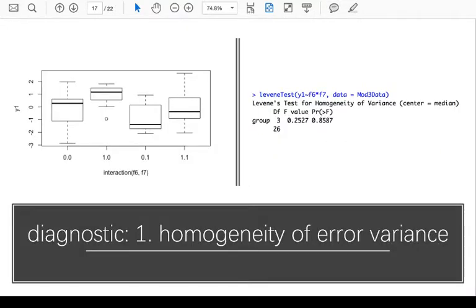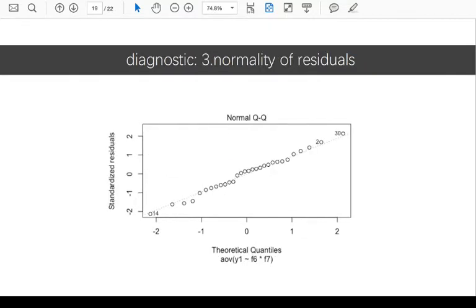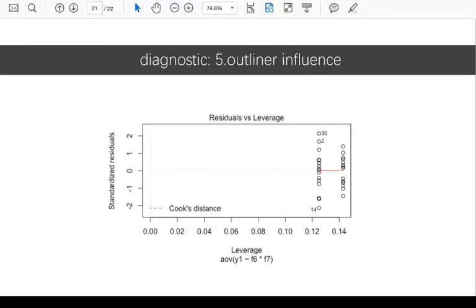And I want to look at the homogeneity of error variance. The box plot seems to tell us the variances are not equivalent. So we run the Levene test, but the hypothesis test tells us we cannot reject the null, so we cannot think the variances are different. The other four diagnostics are the same as I did in MRC, and it seems we have much better results than before.